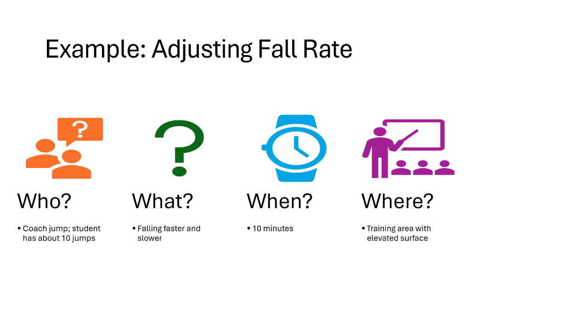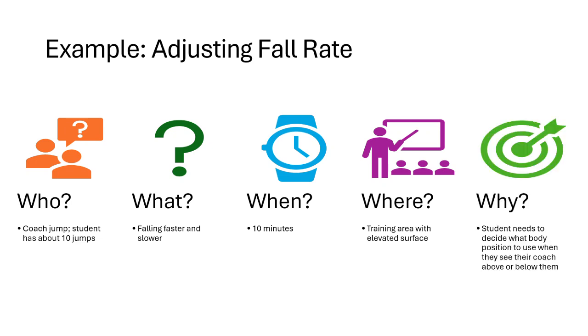Where do I want to do this? Ideally, I'd like to have a training area where I have some sort of elevated surface that is comfortable because I'm going to have them laying down on it and arching. What are our goals? Well, the student needs to decide what body position to use when they see that their coach is either above or below them, and this could be up to 5 feet. And where are the goals for this one going to come from? Well, this is category G, actually G2 in particular, and this is in SIM Chapter 1, or you can even look at the A license progression card to see what a student would need to get signed off on their advancement criteria for category G.